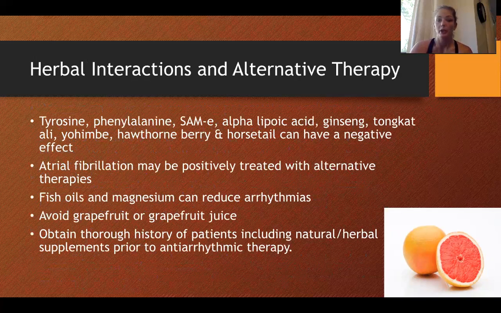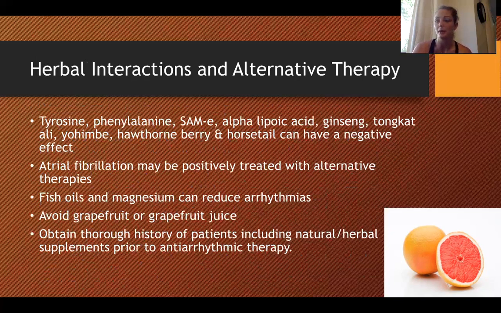Here's some herbal interactions and also alternative drug therapies. So they may actually negatively interact with antiarrhythmics. Some of the herbs seen on your screen can actually have a negative effect and cause an increase in side effects. And some herbal therapies actually may be beneficial for treatment, especially atrial fibrillation.